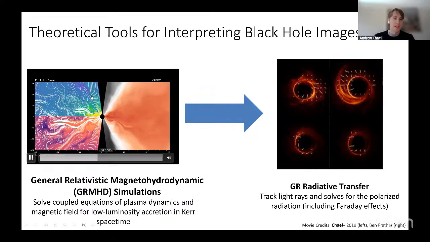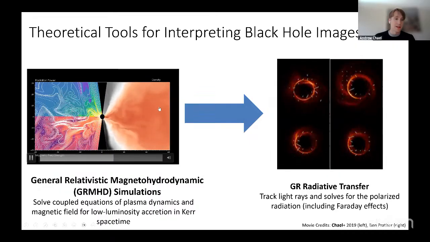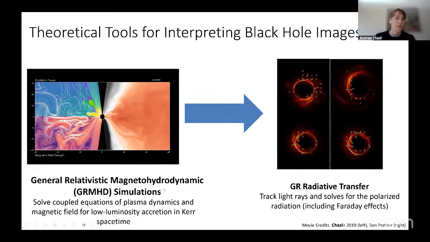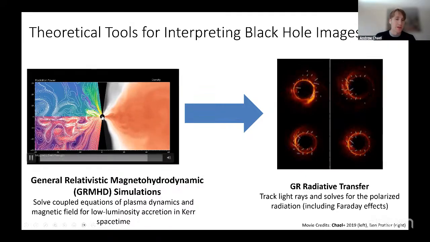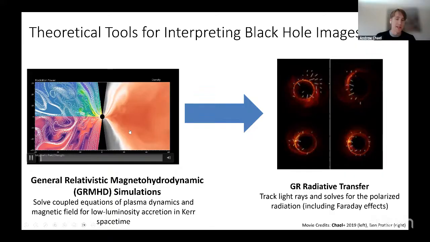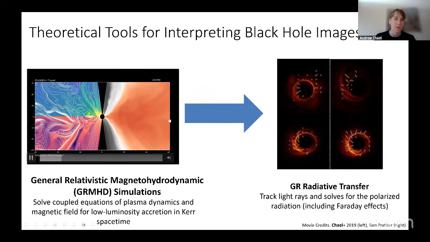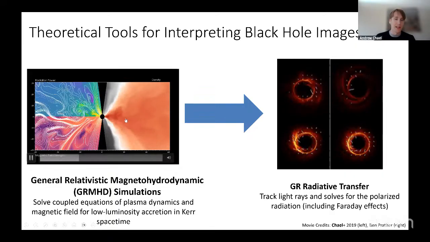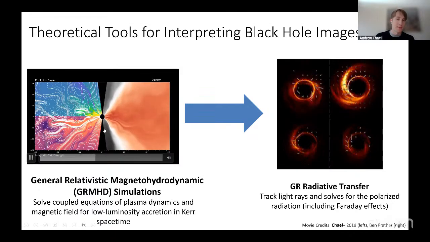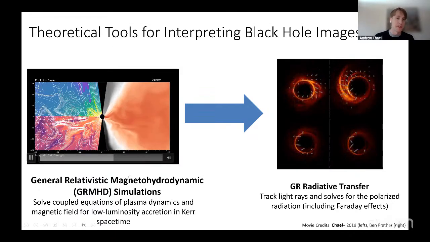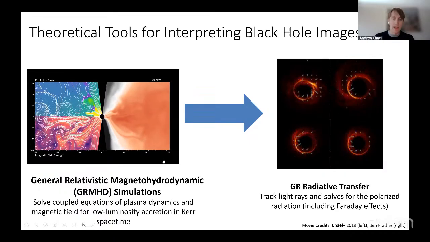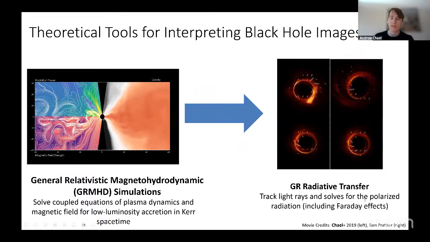And this is just an image, a slice through a simulation, looking edge on the black hole. So we're looking through the accretion disk. The accretion disk is this big, thick structure here. We're seeing the material fall in onto the black hole and then be expelled along poles in this beginnings of this relativistic jet. We then take these simulations and run them through radio transfer codes.